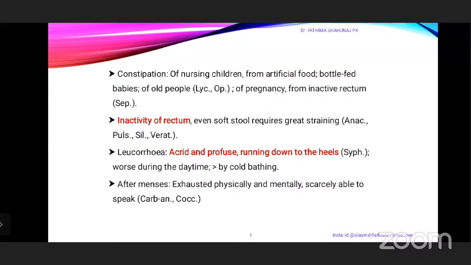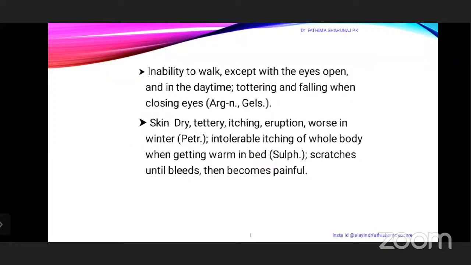Okay, and then inability to walk except with the eyes open, and in the daytime tottering and falling when closing eyes. And this symptom is compared with argentum nitricum and gelsemium. Great weakness of lower extremities with trembling, cannot walk with eyes closed. So this is the comparative symptom. In gelsemium, there will be a lack of muscular coordination. So there will be confusion. Muscles refuse to obey their will, and complete relaxation and prostration. Okay. So these are the symptoms noted here.